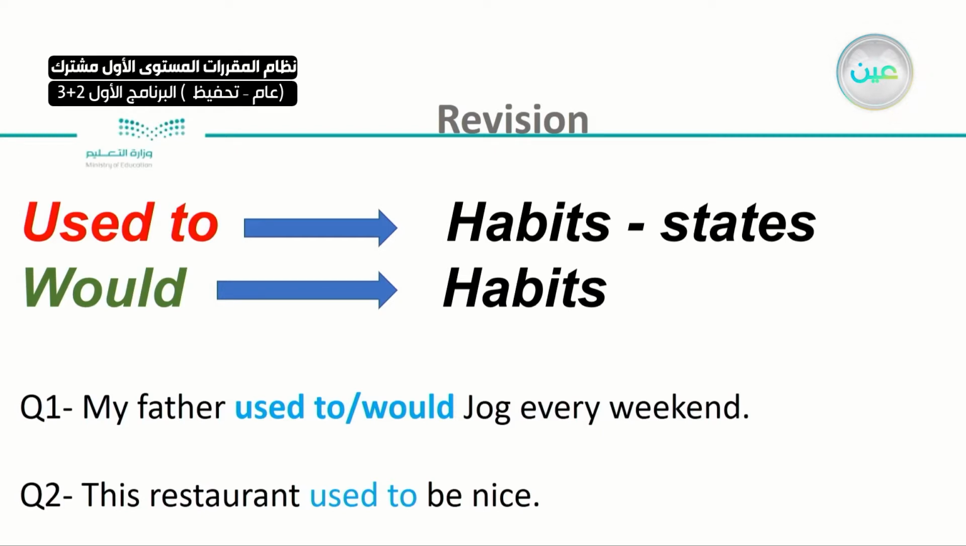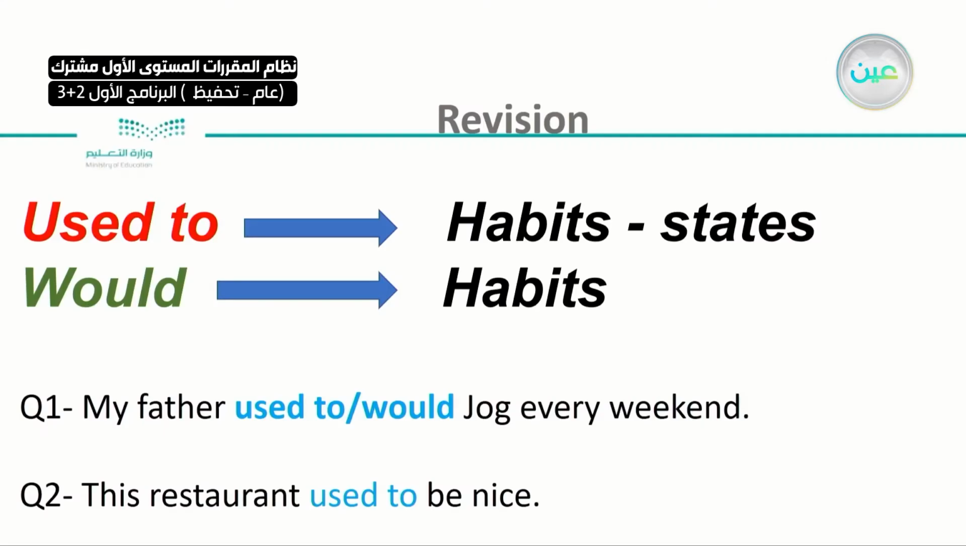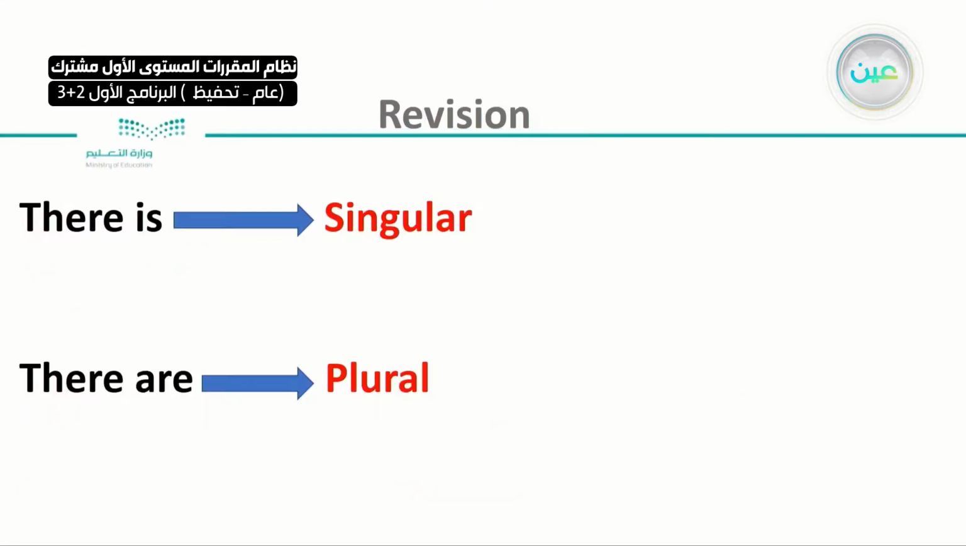On the other hand, this restaurant used to be nice. We can't put would here because of what? Yes, because be nice is a state. The restaurant used to be nice, now it's not good. So this is a state, so I can't put would.